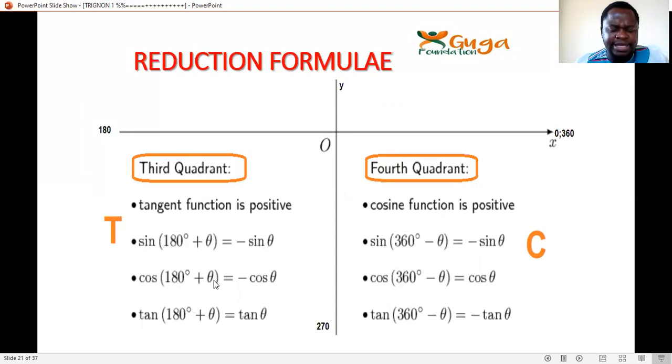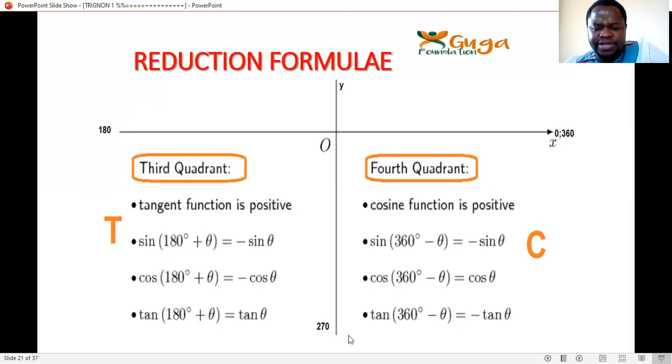Cos of 180 plus theta is which quadrant? Third quadrant. Is cos there positive or negative? Negative. Is it a cofunction? No, it will be the same, negative cos theta. So now tan of 180 plus theta, which quadrant? Third quadrant. Is tan positive or negative? It's positive. So it will be the same. It's not a cofunction.